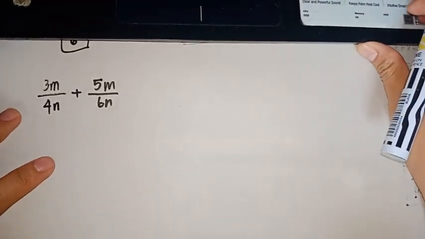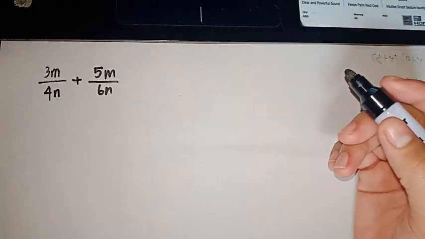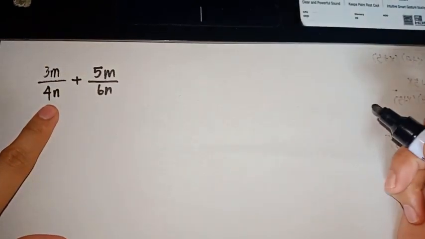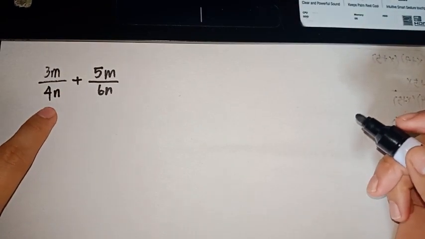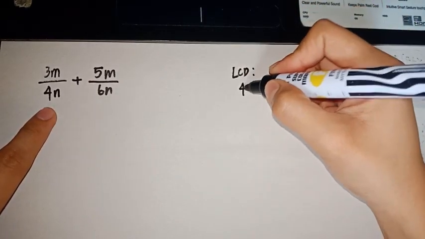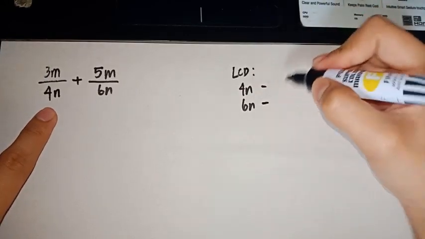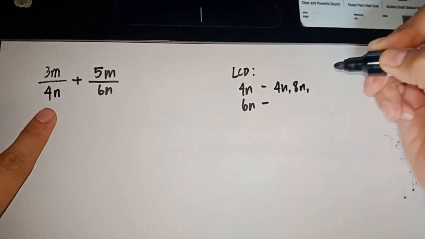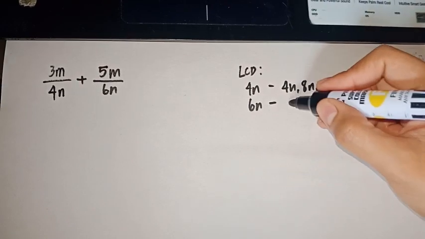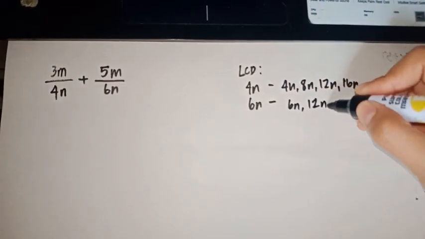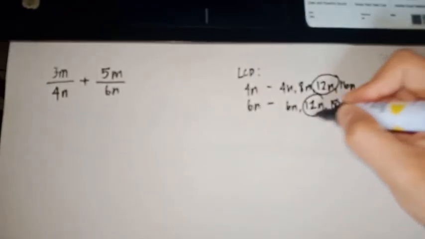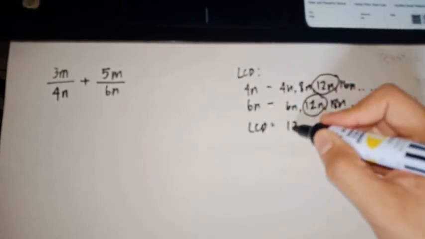Okay, so let's try 3n over 4n plus 5m over 6n. As you can see, we have different denominators, so the first thing you should do is get the LCD. For the LCD, we have 4n and 6n. Get the multiples: for 4n, we have 4n, 8n, 12n, 16n, and so on. For 6n, we have 6n, 12n, 18n, and so on. As you can see, the least common multiple will be our LCD, which is 12n.